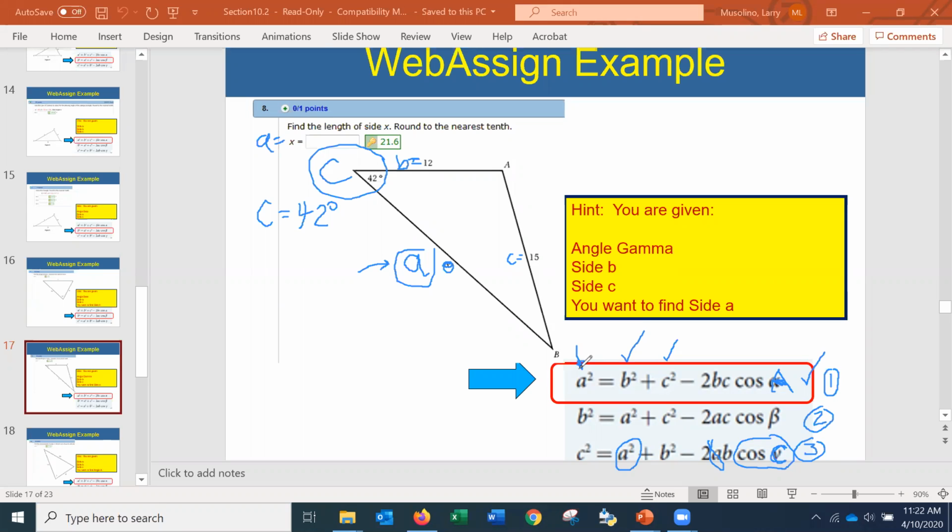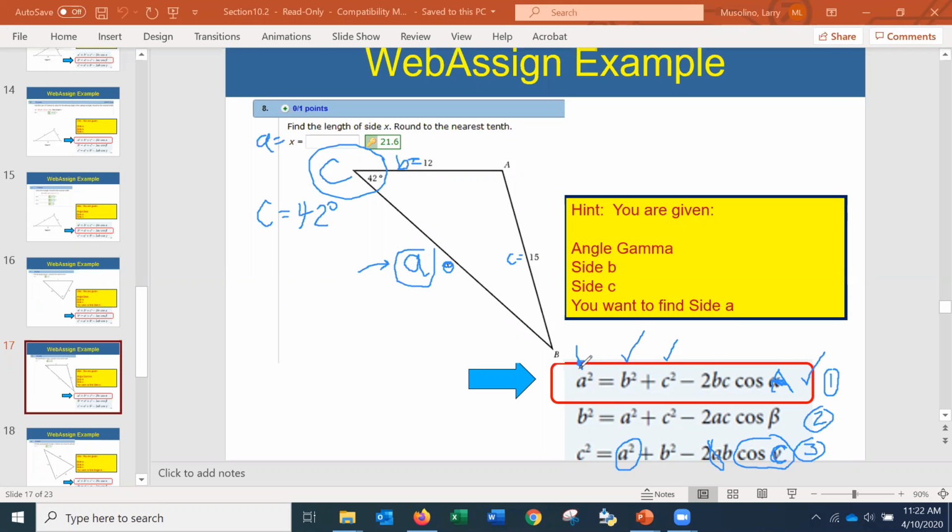Or alternatively, if I could figure out angle B, that would be good also. Because if I figured out angle B, then I could automatically figure out angle A, because if I know two angles of a triangle, it's always easy to figure out the third angle, because I know the angles have to add up to 180 degrees. So I want to be able to figure out either angle B or angle A.